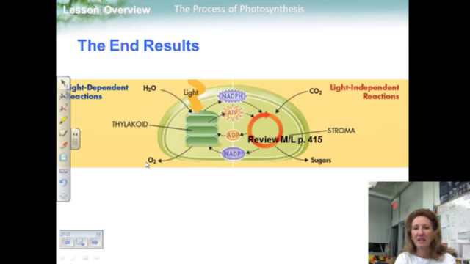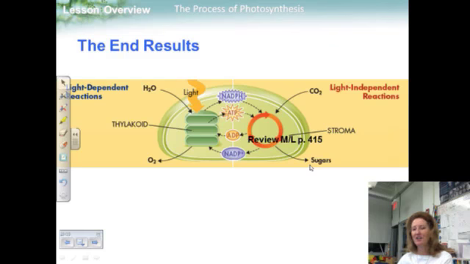Plants get it right. The end result of the 2 sets of photosynthetic reactions, they work together, light-dependent, light-independent, to produce those high-energy sugars from carbon dioxide coming in, and water going in. These are reactants. And our products are oxygen and high-energy sugars.